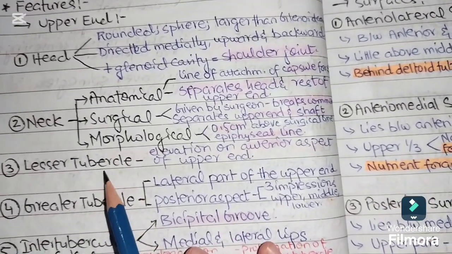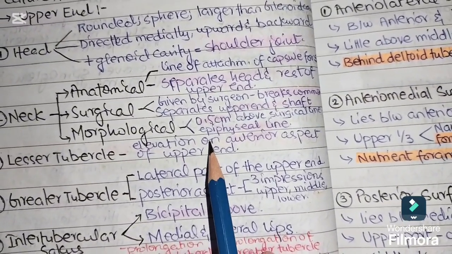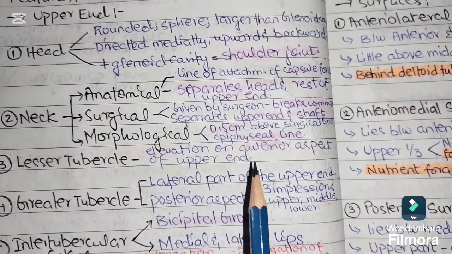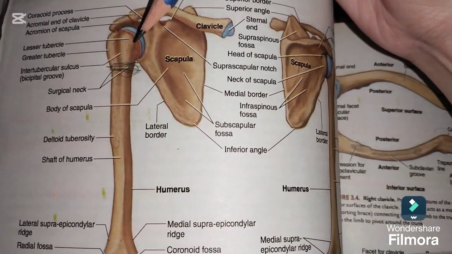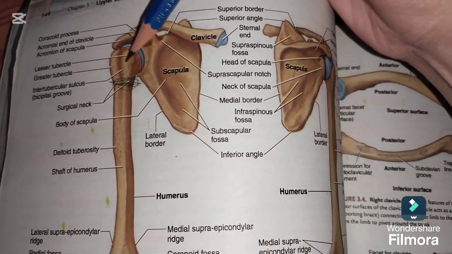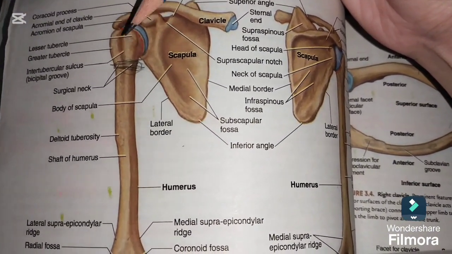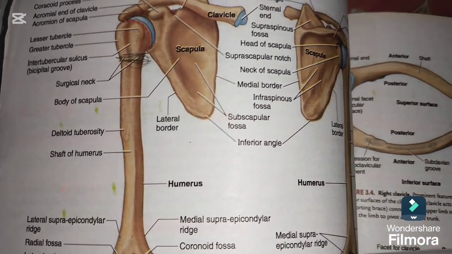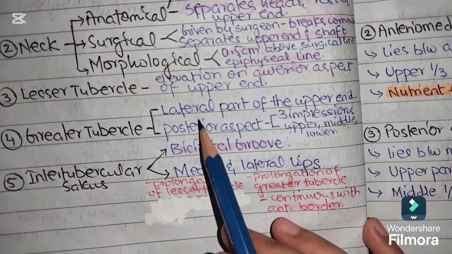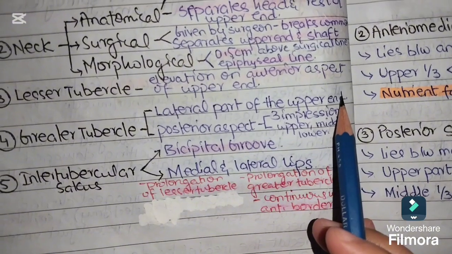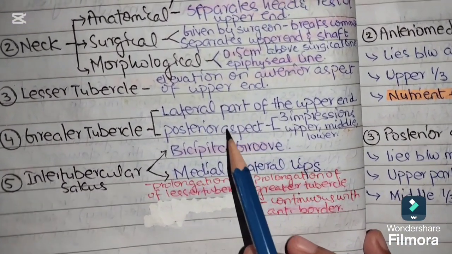Then we have the lesser tubercle. Tubercle is an elevation which is present on the anterior aspect of the upper end. It is also a point of site determination that the lesser tubercle or an elevation is present on the upper end in the anterior aspect of the bone. Then we have the greater tubercle, which is present in the lateral part of the upper end, and it is present in the posterior aspect.